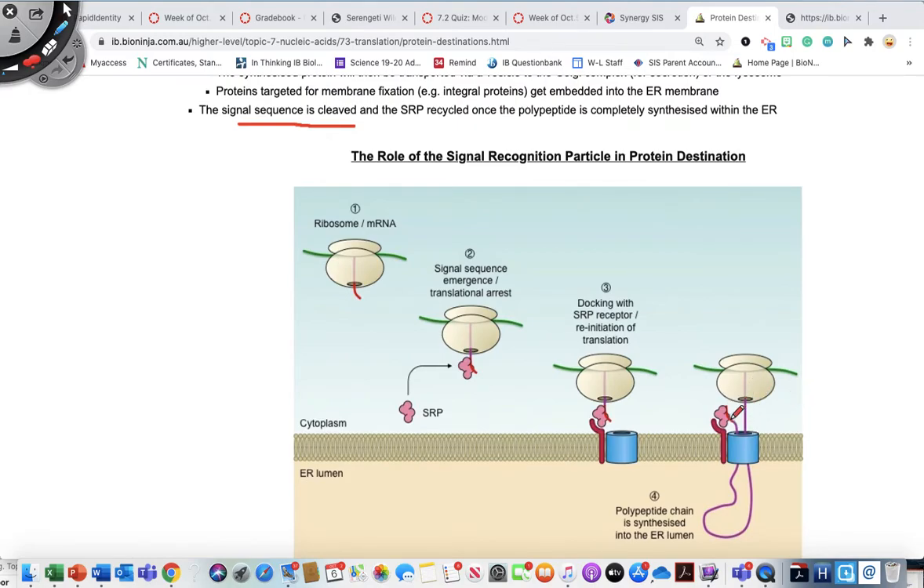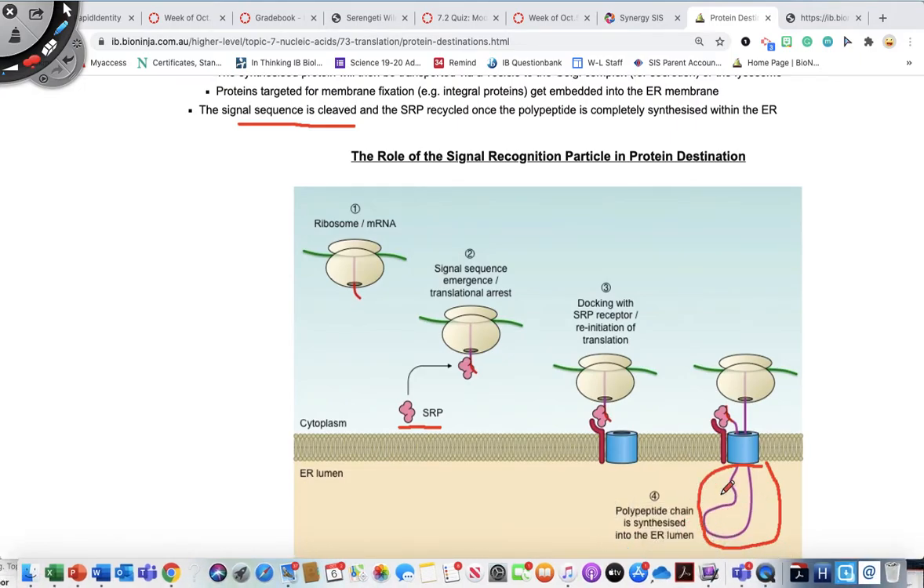Synthesis stops. The signal stops. It's then cleaved. And the SRP, which is this molecule here, or protein, is recycled so it can be used again. So here you have it. Here you have the protein that is being synthesized into the ER lumen.